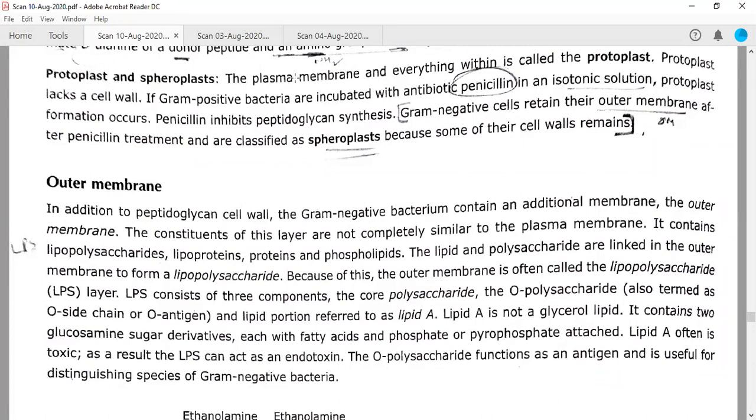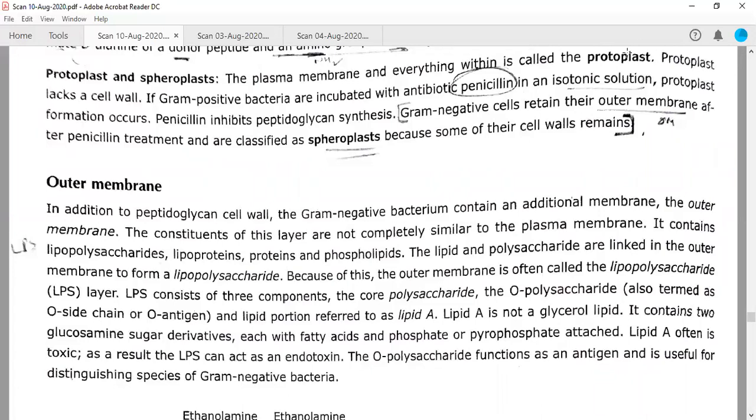So what is the difference? The plasma membrane and everything within the plasma membrane is actually the protoplast. So what is the normal structure of gram-positive bacteria? Gram-positive bacteria have a plasma membrane covered with a thick peptidoglycan cell wall, which is generally 20 to 80 nanometers thick. So this is called protoplast.